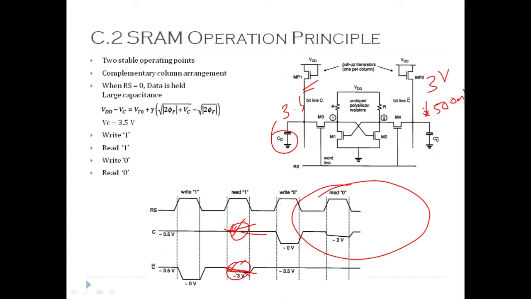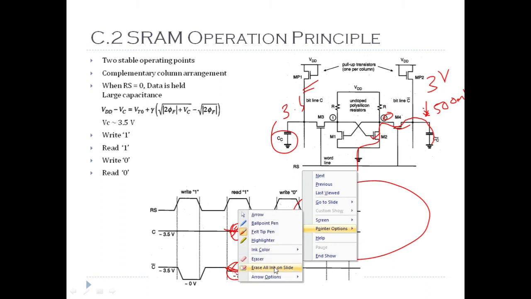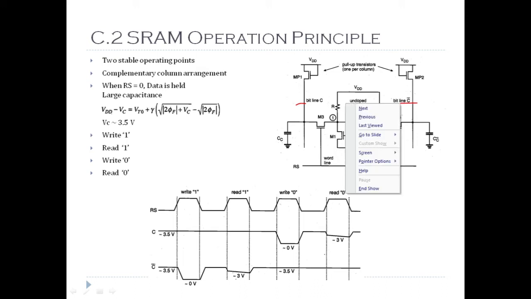The drop happens because 0 was stored here and this is on, so the capacitor tries to discharge through this. So this is what you have to remember. While reading the value, the comparison of VC and VC bar is important, where VC is the voltage on this line and VC bar is the voltage on this line, and we should remember this.